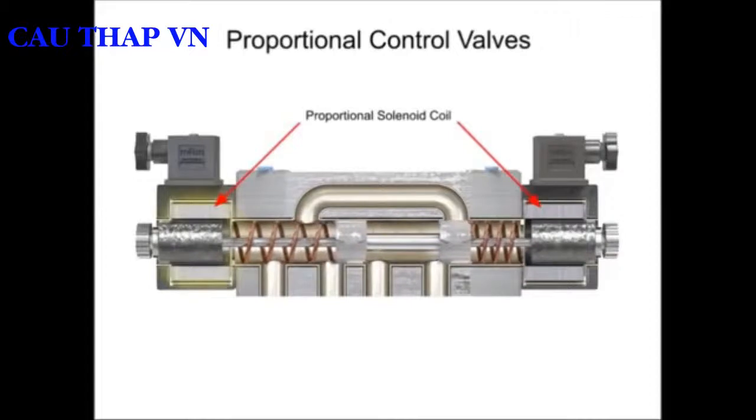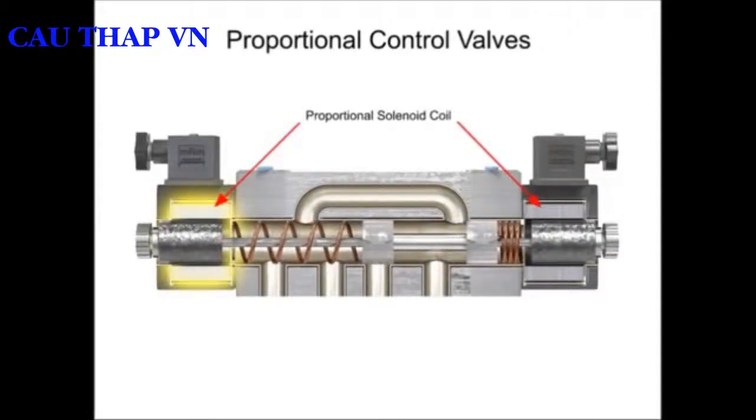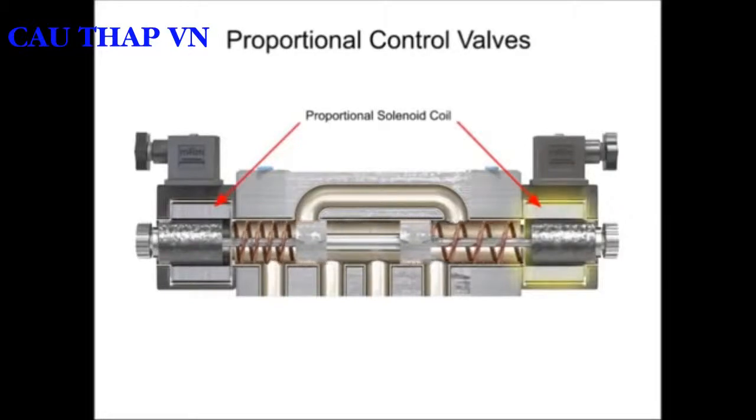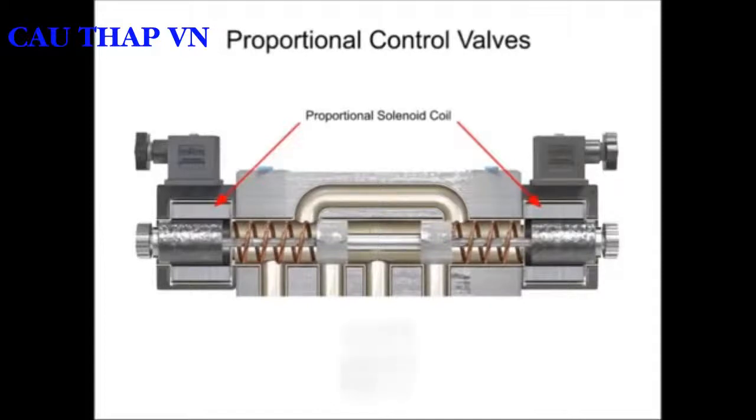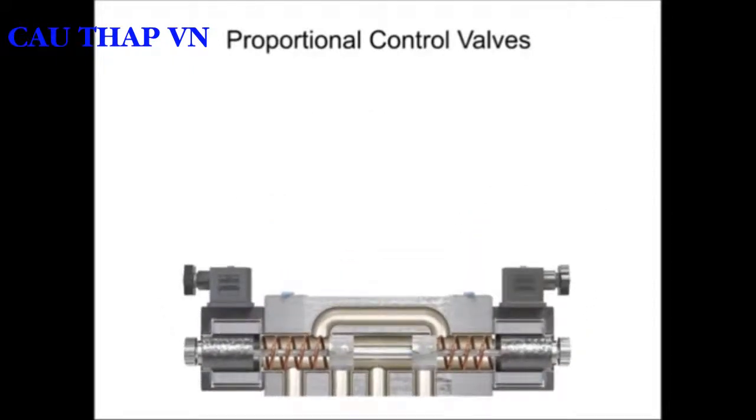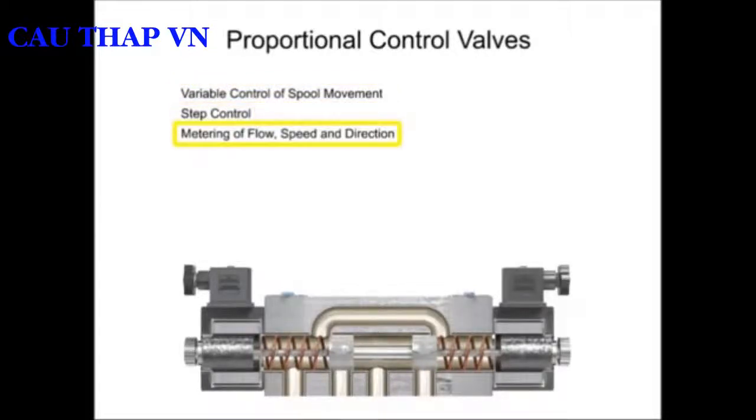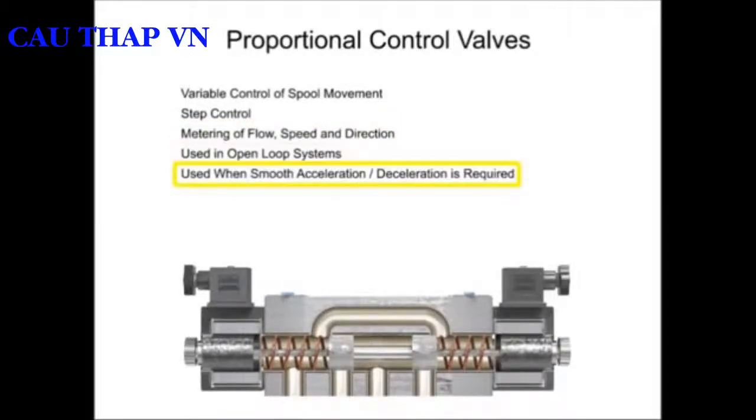As the internal valve spool changes position, new flow areas open up gradually and continue to open wider during full spool travel. To eliminate flow lag from spool overlap, most manufacturers cut V-notches that allow some flow to pass as soon as the spool moves. Proportional control valves allow for variable control of spool movement, which allows more step control and metering of flow, speed, and direction.